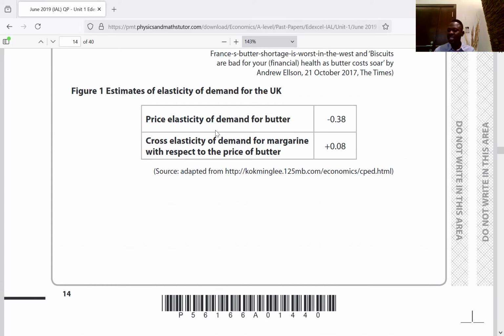So the XED for margarine is positive 0.08, which is stated. So this means it is a substitute for butter. However, the data shows that they are not strong substitutes, as butter has a high inelastic XED compared to margarine. The XED of butter is -0. It's inelastic. So it means an increase in the price of butter might still not reduce the quantity demanded for butter, because butter has an inelastic XPED.